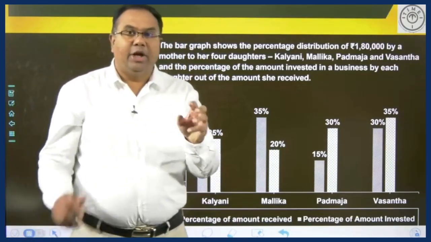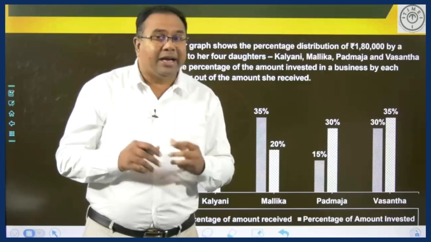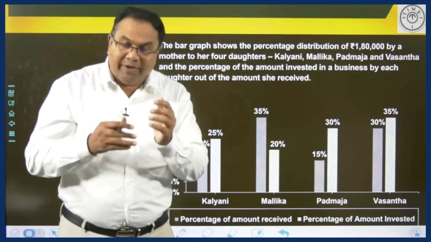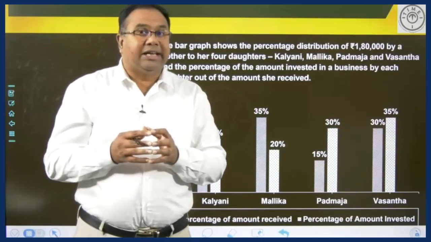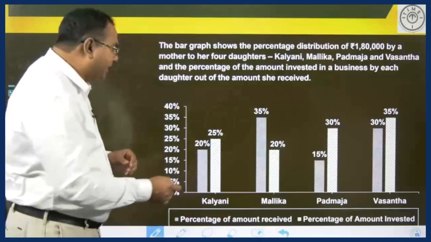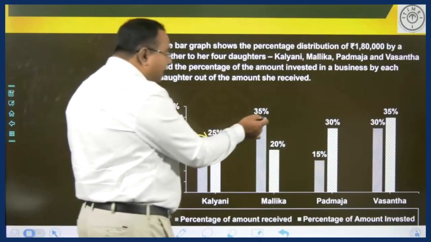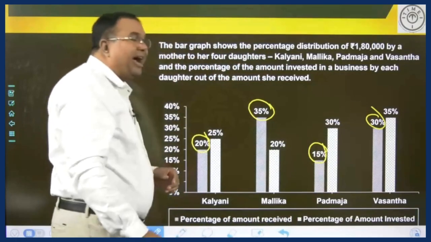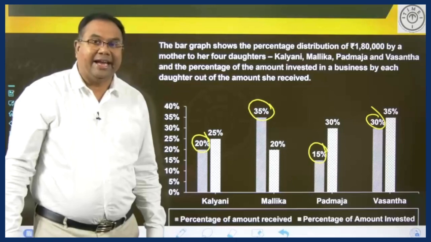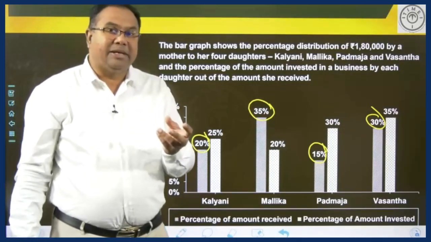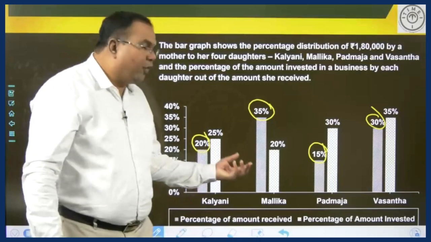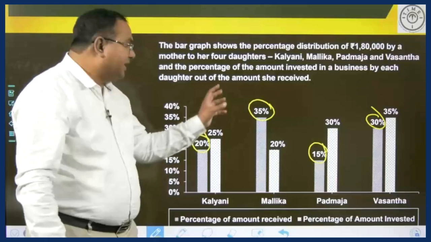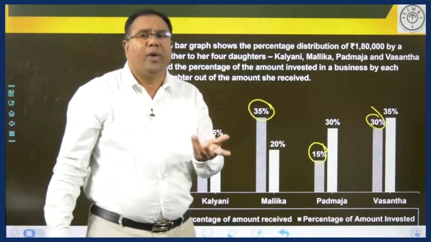Mother has distributed a total of 1,80,000. Now, this bar graph is in terms of percentage. Total money is distributed to all the 4 children. When I add all the percentages of these 4 daughters, it must be 100%. If you want, you can check. 20% she received, 35%, 55, 15, 70, plus 30, 100%. Total 1,80,000 in terms of percentage, 100% is distributed among 4 daughters. When we add this, it must be equal to the total 1,80,000.